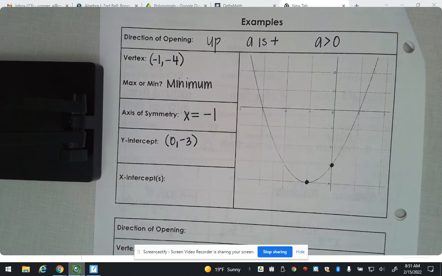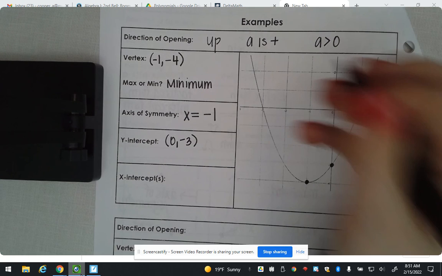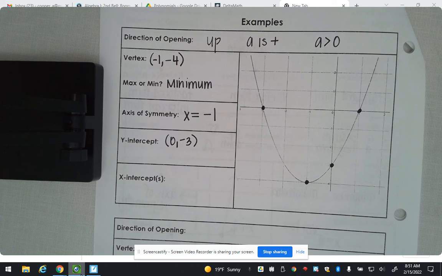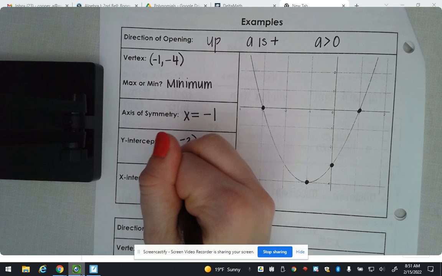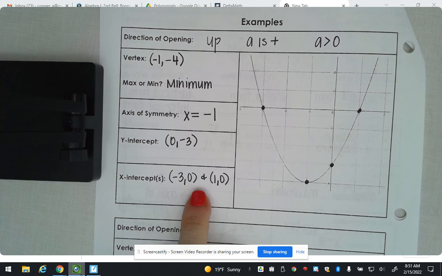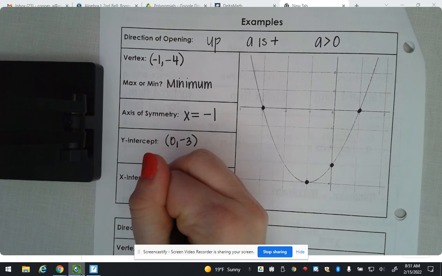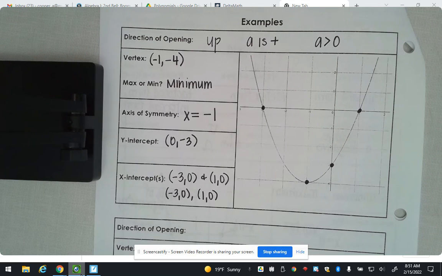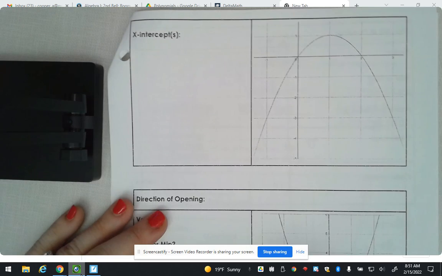X-intercepts, how many do I have? 2. What are they? So you're going to write -3, 0, and 1, 0, or you can put a comma in between them. Okay? Or you could write it like this. But they have to be in parentheses. Yeah? Cool? All right. This next one stinks because it's on this side, but the questions are on this side. Okay? All right. Here we go.